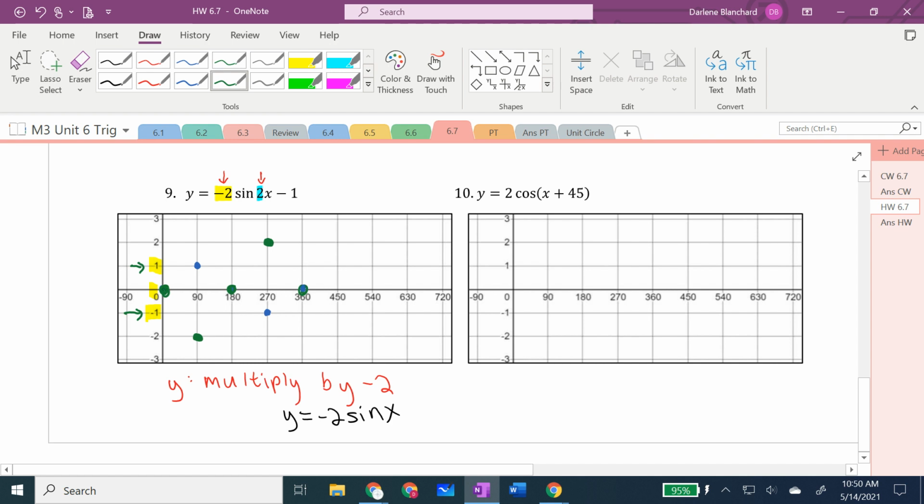And I'm going to draw that graph and then erase the extra blue points. So that's the multiplication by the -2. Now I want to work with the multiplication of x being multiplied directly by a 2. When x is multiplied by a number, I need to take my parent graph's x values and I need to divide them by that number.